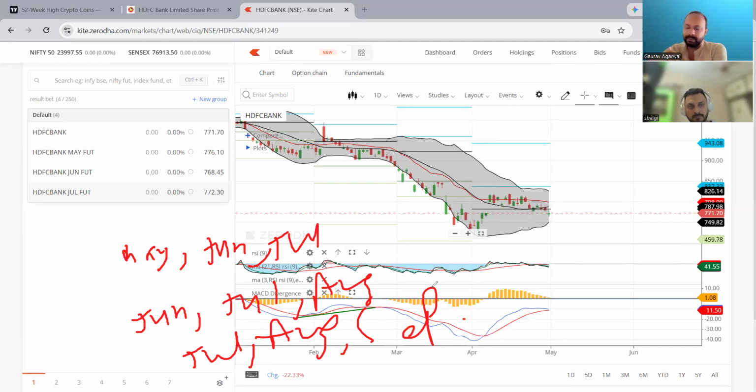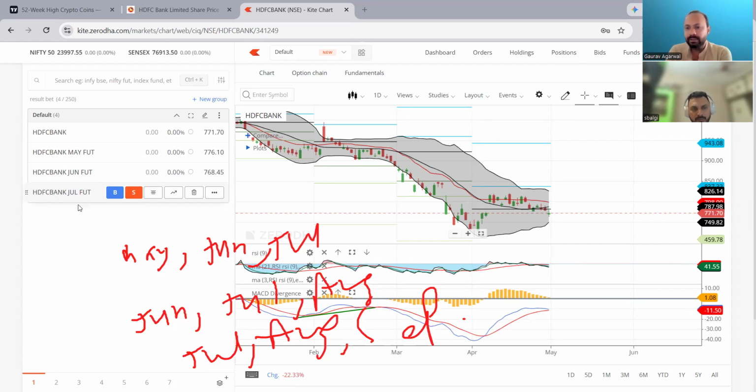So maximum for 3 months, the contract will be available. If you want to do an FNO contract, you can do maximum till July. If you want to buy or sell, you can buy or sell maximum the contract which is available till July. You cannot buy September and all, mostly. Sometimes it will be there, but there will not be any liquidity. So if you buy it, you won't be able to sell it easily because the liquidity is not there. So May, June, and July will have the maximum liquidity as of now.